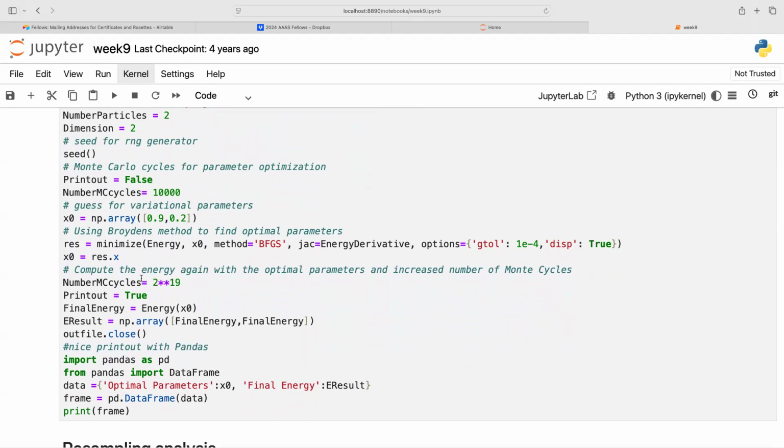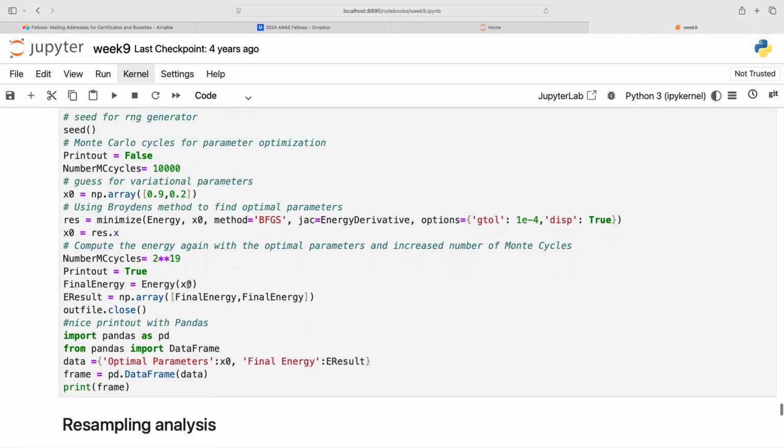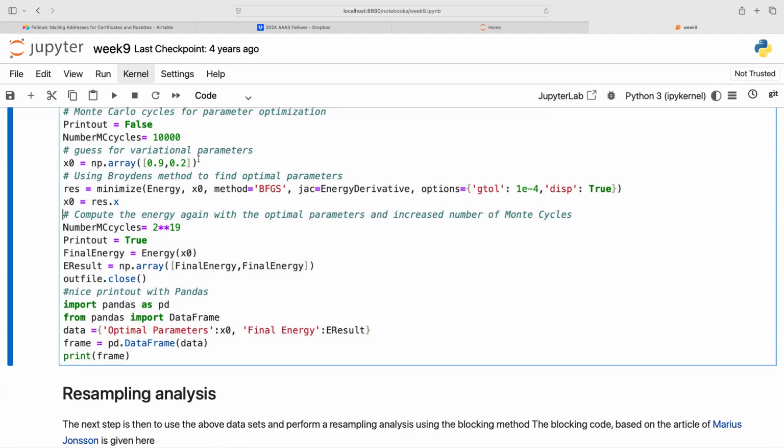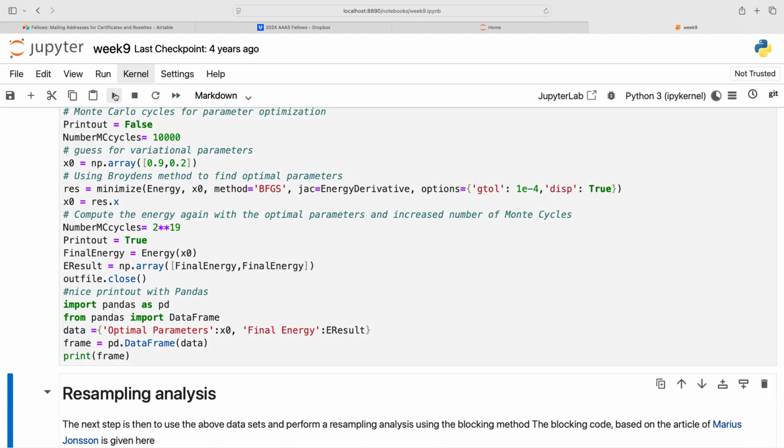And today I will also explain to you why these blocking methods are normally run in powers of 2, to the power of some number of Monte Carlo cycles, because we divide the data into blocks by splitting the data in 2 every time. So then it's convenient. I can actually set up 19 such repetitions where I divide my data set in 2. And the final code here, when you run it, produces a final result.